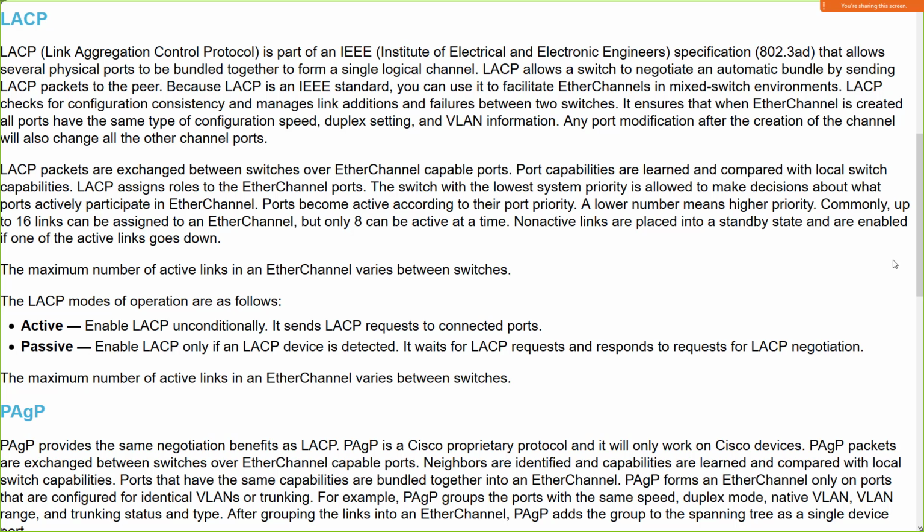All right, like I said, active means that we're essentially saying this port is an ether channel port, and it's going to send out LACP messages indicating that it wants to be an ether channel. Passive is only going to become part of an ether channel if it's told to be part of an ether channel in the negotiation process. All right.